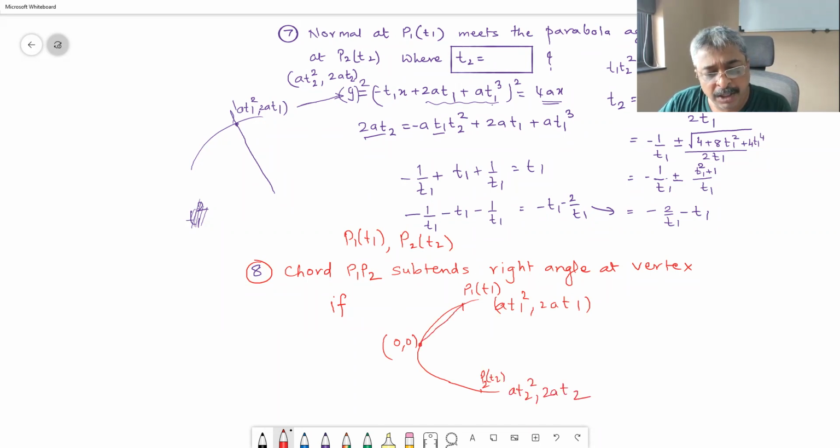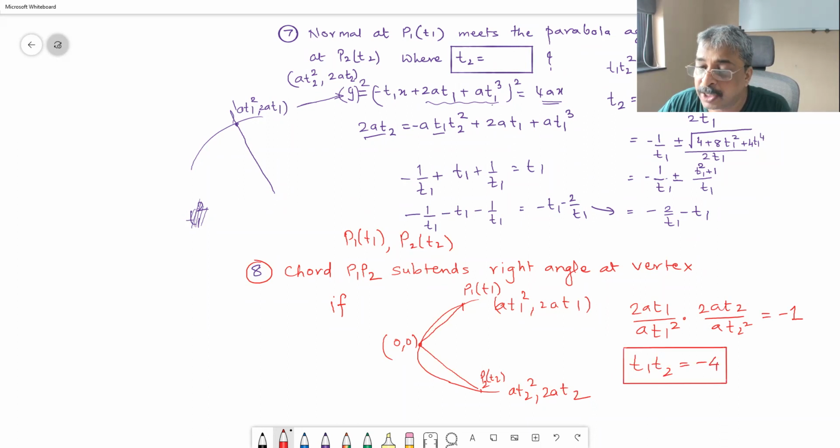And they are supposed to be 90 degrees to each other. So slope of this into slope of this, and it is 0 comma 0. So 2AT1 upon AT1 square into 2AT2 upon AT2 square. These are the slopes, the product should be -1, and you end up getting T1 T2 is equal to -4. A gets cancelled. It is independent of the parabola, I mean independent of focus A.